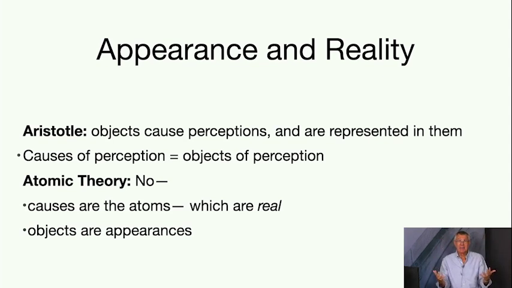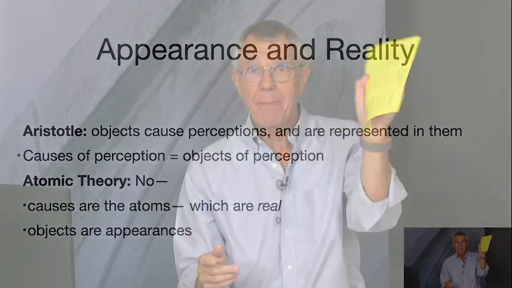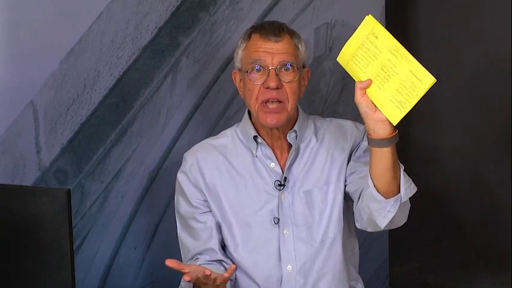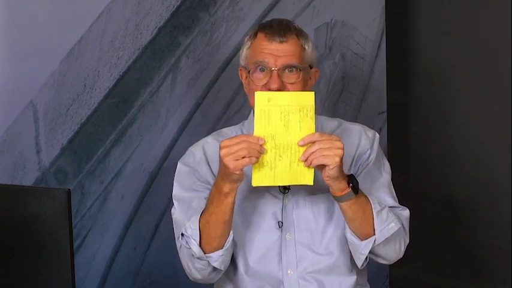I don't see the atoms. I don't see the molecular structure. I pick up the paper. It looks smooth. It looks yellow. I don't perceive any atoms. I don't perceive any molecules. I can't tell any internal structure. And when I look at it more carefully, it doesn't help. It still looks smooth and yellow. It doesn't look like, aha, now I see the atoms.